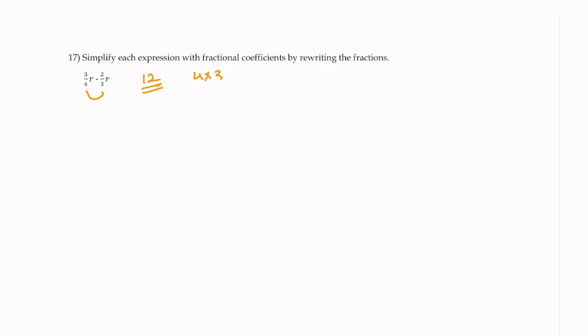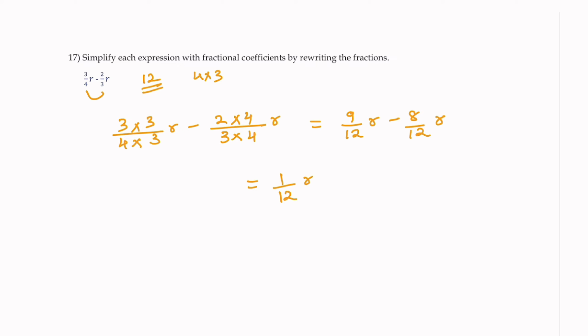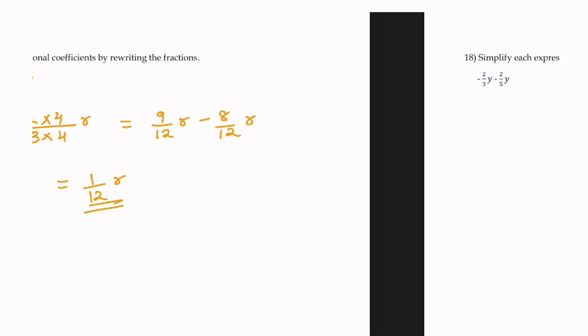Next, 4 and 3, which means our denominator has to be 12. That's 4 times 3. Let's get going. 3 over 4 over here, multiply with 3, right? Minus 2 over 3 and multiply with 4. Yes. Which is then equal to 9 over 12r minus 8 over 12r. 9 minus 8 is 1. So 1 over 12r. Done.